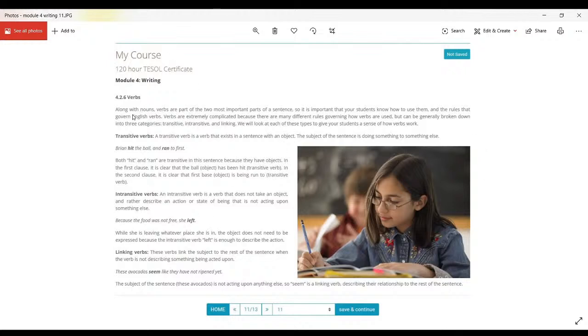Okay, so here are the categories of the verbs. Transitive verbs. Okay, here is the example. Brian hit the ball and ran to first.